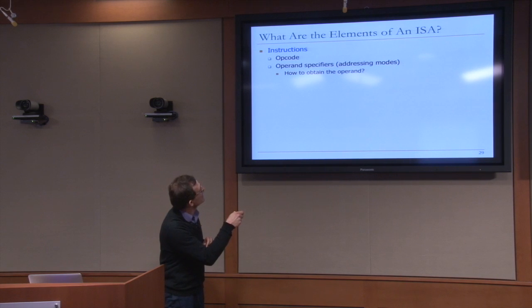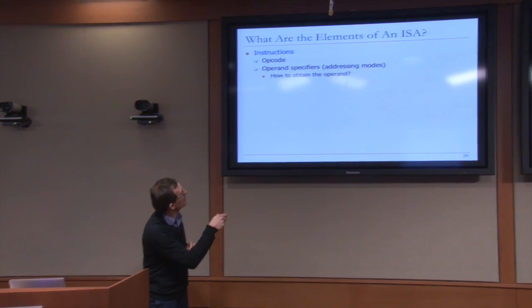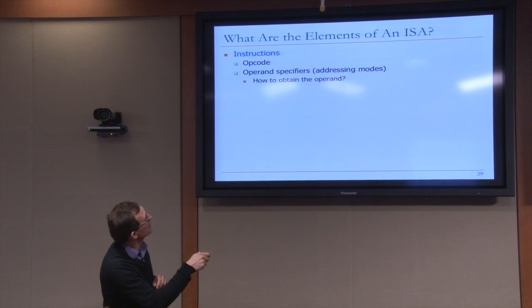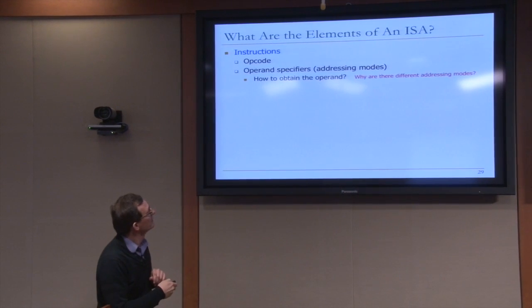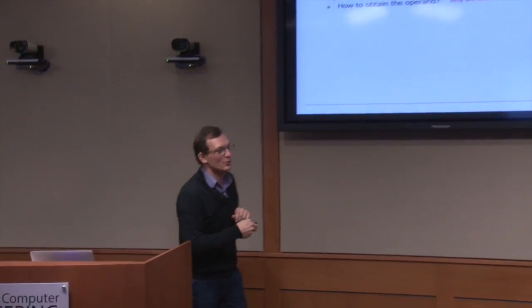We talk about the address machines, but how you obtain the operand is part of the ISA also. This is called the addressing mode. Basically, the mechanisms that you have to obtain the operands. And there are many different addressing modes. Can you guys guess why?